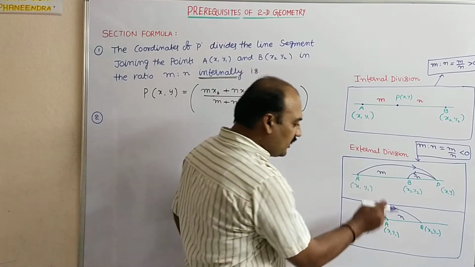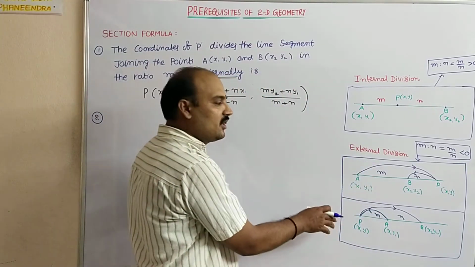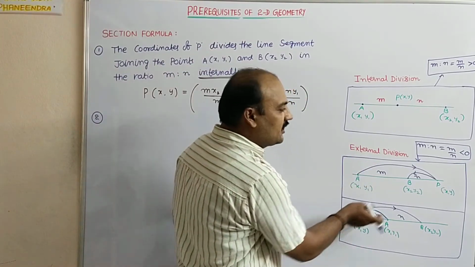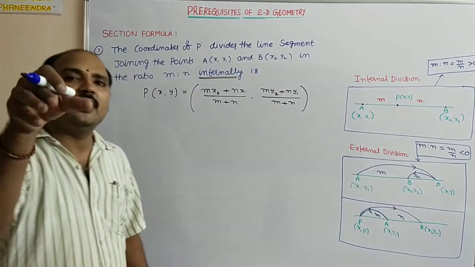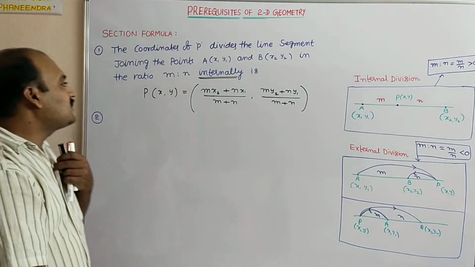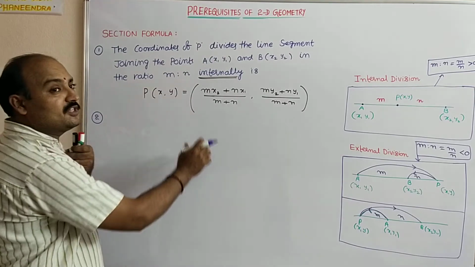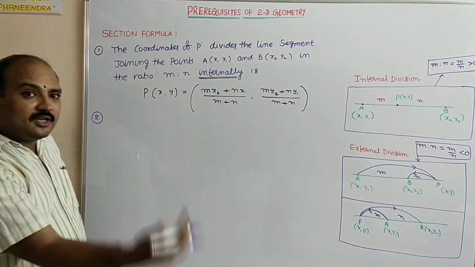That is the reason in these two cases in external division, either this case or this case, the m is to n ratio will be less than 0. So that is the reason we are going to get this. The point is, wherever plus is there, we are getting minus.